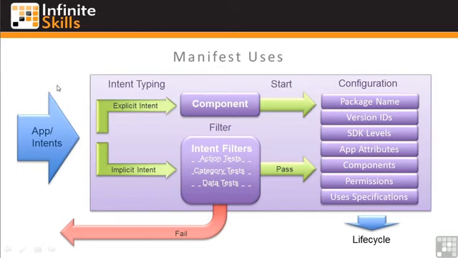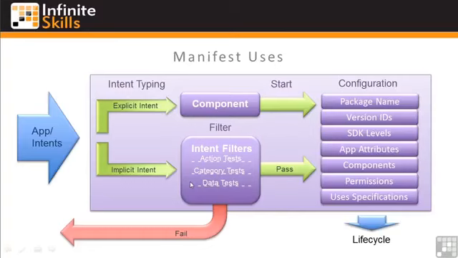The manifest is used by the Android system in conjunction with application intents. And we'll look at intents in detail in a coming lesson. For now, it's enough to understand that intents are used to start application components. And there are two types of intents, explicit and implicit. Explicit intents identify specific components by name and are typically used to start other components within an application. Implicit intents provide a set of criteria for starting a component and are typically used to start components in other applications. That criteria includes information about actions, categories, and data.